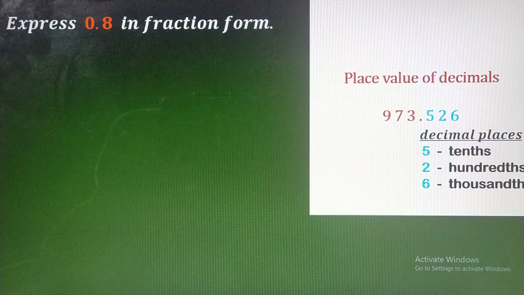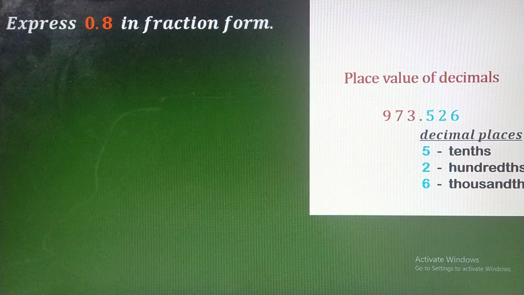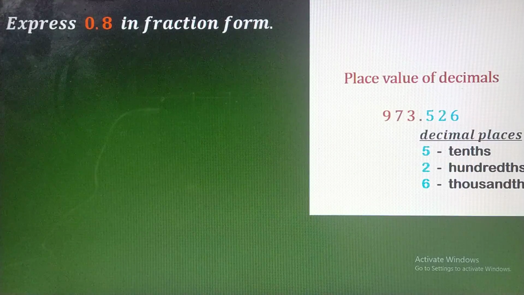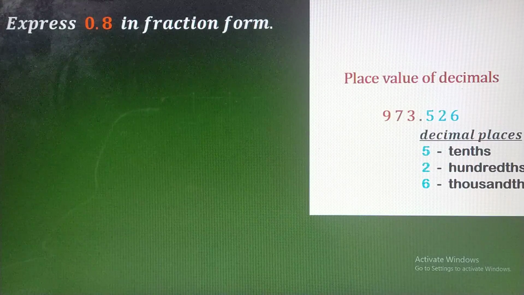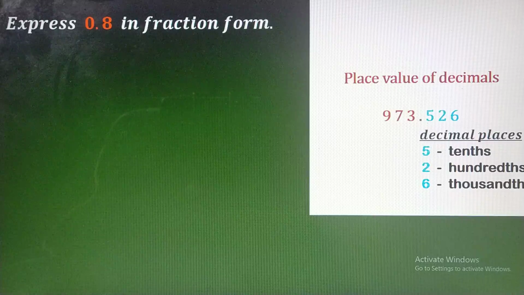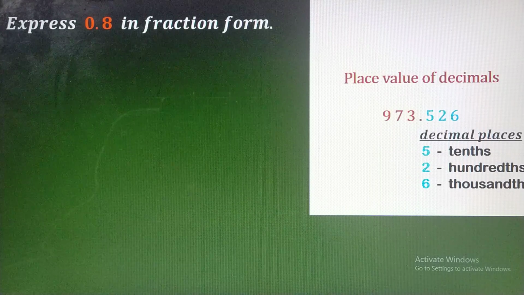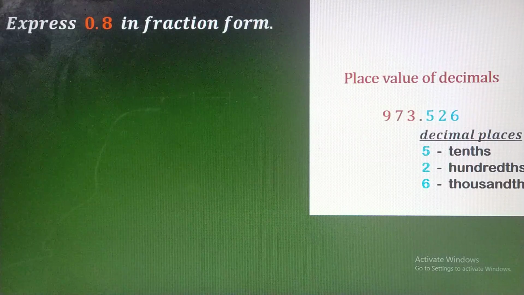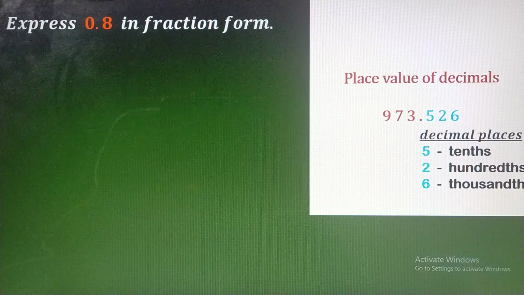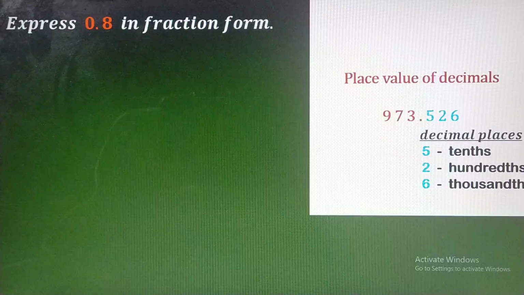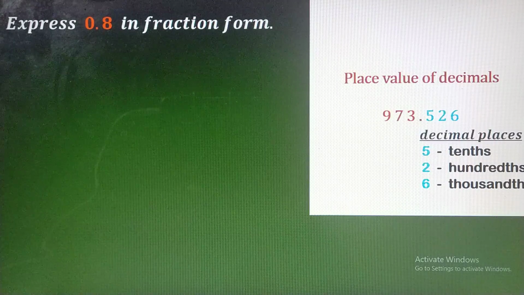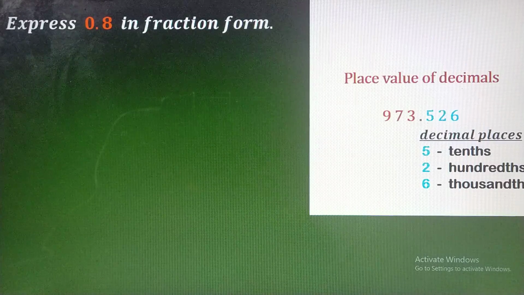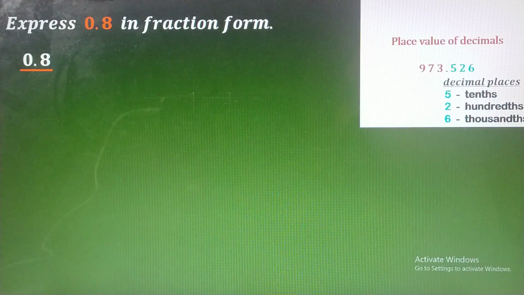So, bakit po importante na ma-review natin yung about sa place value? Kasi, sa pag-convert ng decimal to fraction, dapat alam mo yung mga place value ng bawat decimal. Kasi yun yung kailangan mong i-multiply mamaya. So, para magkaroon tayo ng mas malinaw kung paano natin gagamitin ito, balikan natin yung ating example. Sabi sa example natin, express 0.8 in fraction form. So, we have 0.8.